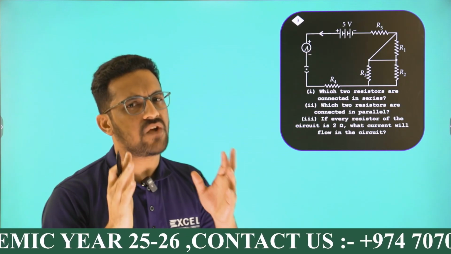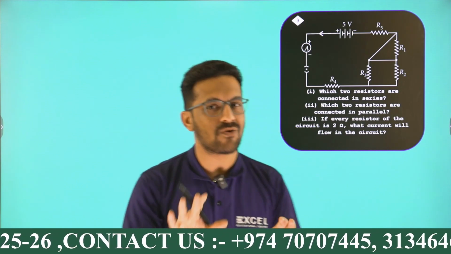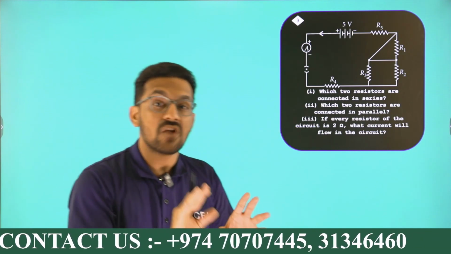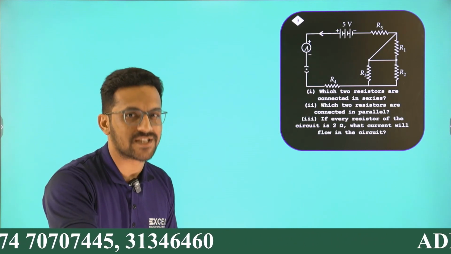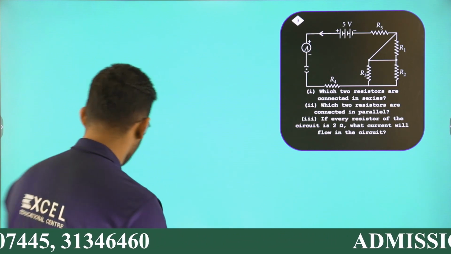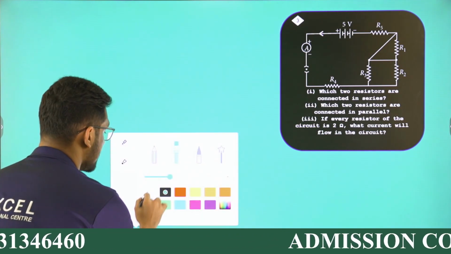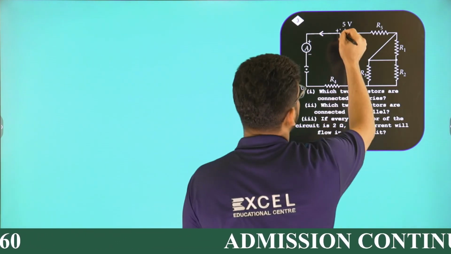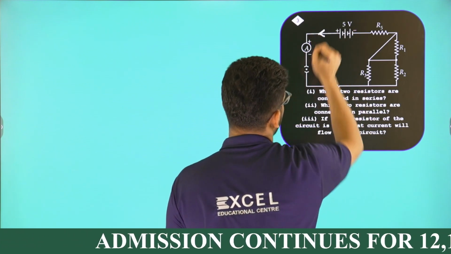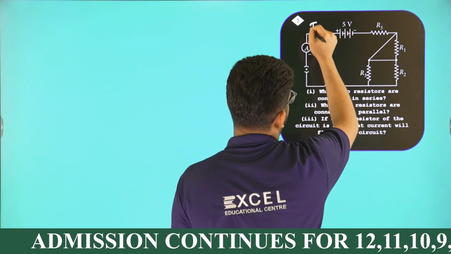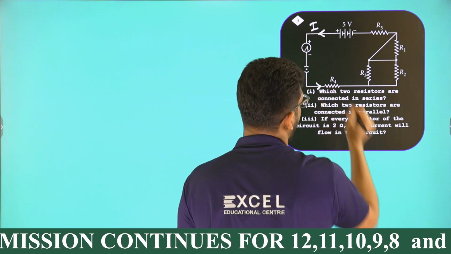How to understand if 2 resistors are connected in series or parallel? We have to look at current. If the current is splitting, they will be in parallel. If the current is the same through the resistors, they will be in series. Let's see that. Okay, this is the positive terminal, negative terminal. So the value of current is coming here. I am calling it I. I is passing through R4.